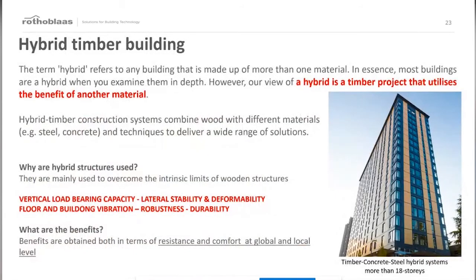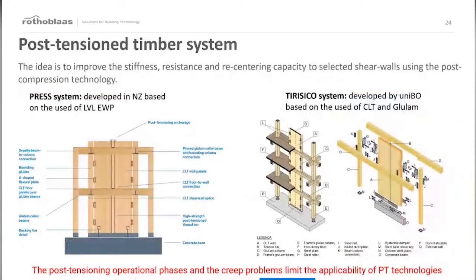So now I give you some information about hybrid timber buildings that are generally realized to solve some limits of traditional mass timber buildings, such as vertical load-bearing capacity, lateral stability, or some issues related to robustness. So this is a first type of hybrid system, that is a post-tensioned timber system. Here you can find two different types of this technology, the one developed in New Zealand and the second one developed at the University of Bologna.